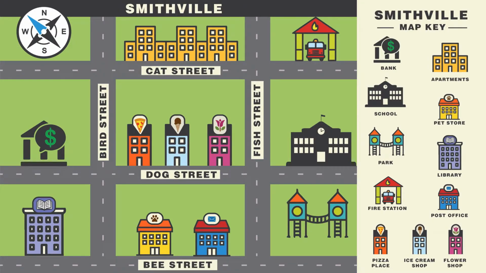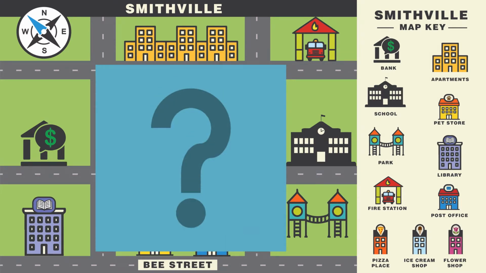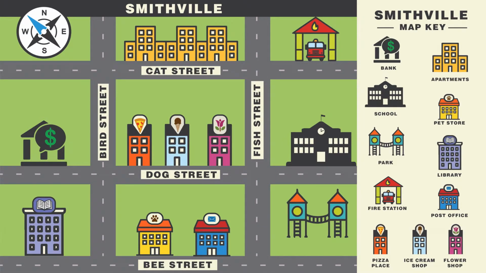Once we have a map, we have to read it to see where to go. But how can we read it if there are no words? Our vocabulary words will help us read a map. So let's begin. First, all maps should have a title. The title of a map tells you what the map is about, kind of like books. This map is called Smithville because it shows us that town.